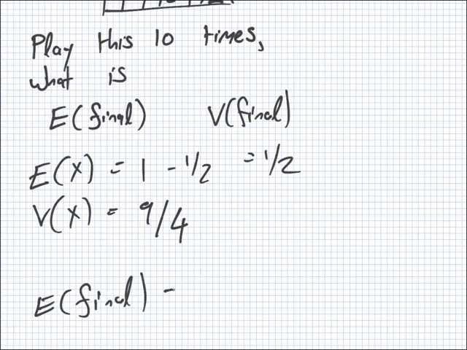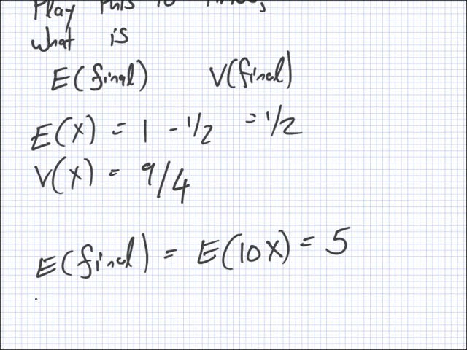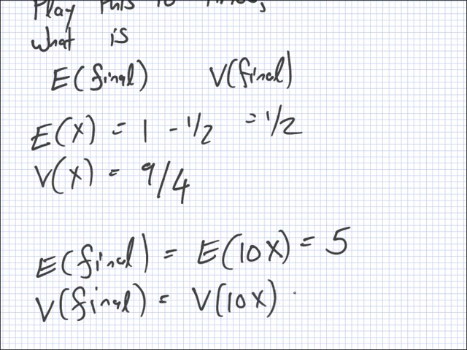Right, so what is the expected value at the end? Well, if you play this 10 times, that's the expected value of 10x, isn't it? Yeah. Which in this case would be 5. 5. Okay, good. And the variance at the end? Well, that'd be the variance of 10x, which would be 100 times 9 over 4. 25.